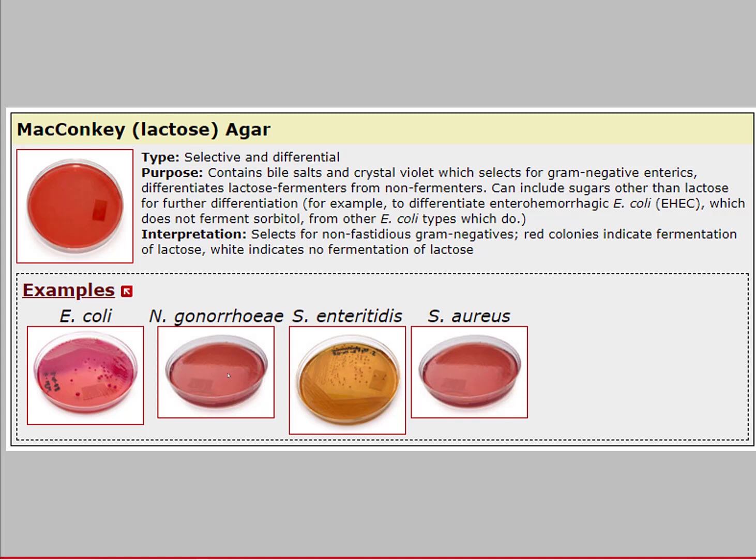Salmonella enteritidis will turn yellow, and it's very characteristic of this particular organism. It grows, likes the media, and it turns it yellow.